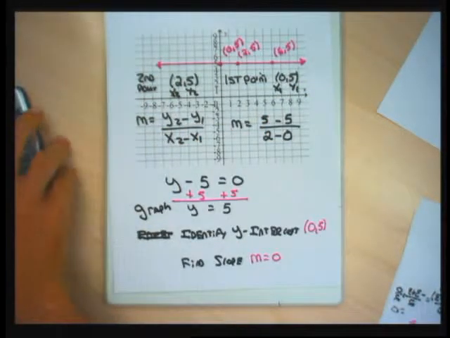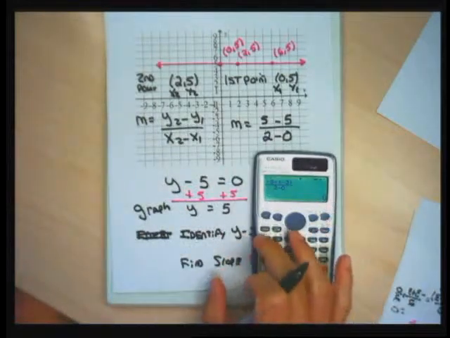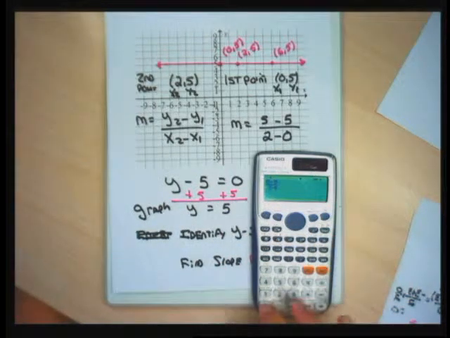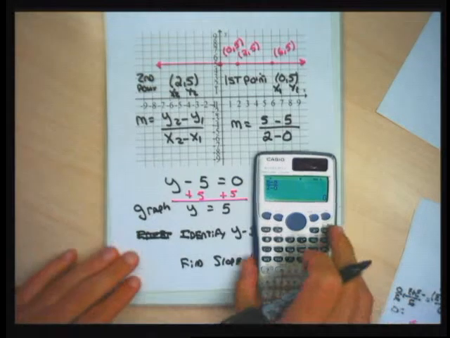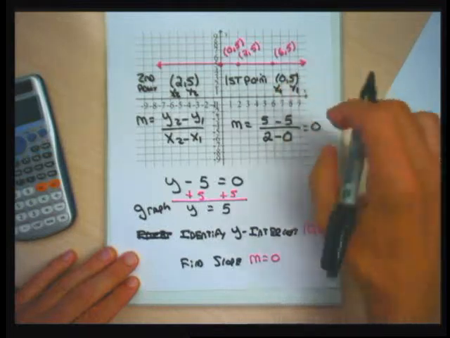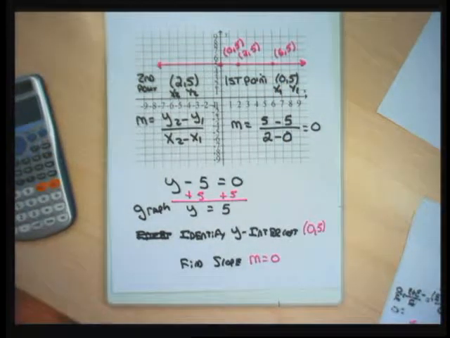I can do this without a calculator, but I like using my calculator, so I'm going to go 5 minus 5 over 2 minus 0, and I'll get 0, which is what I thought was going to happen anyways, because this gives me 0 over 2, which is 0. So that's equations of lines that only have y's.